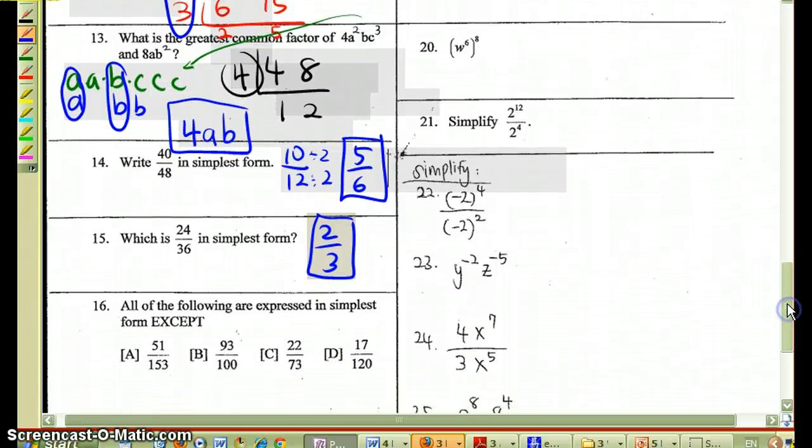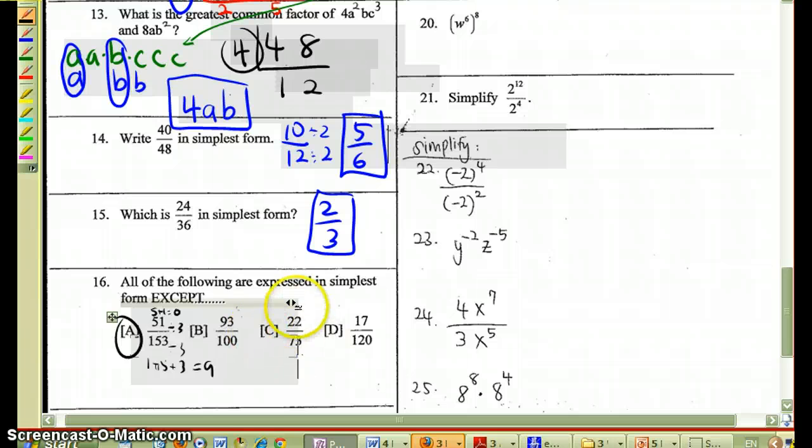Number 16, which one is in the simplest form except for... Now, basically I'm looking for if I can divide any more numbers. So if I look at A, 51, well 5 plus 1 is 6, so I know I could divide by 3. Let me check 153, 1 plus 5 plus 3 is going to give me 9, so that also divides by 3, which means that A is not even in its simplest form. So if I wanted to go back and double check the other answers, I could do that because it seems like all of them are simplified except for A.